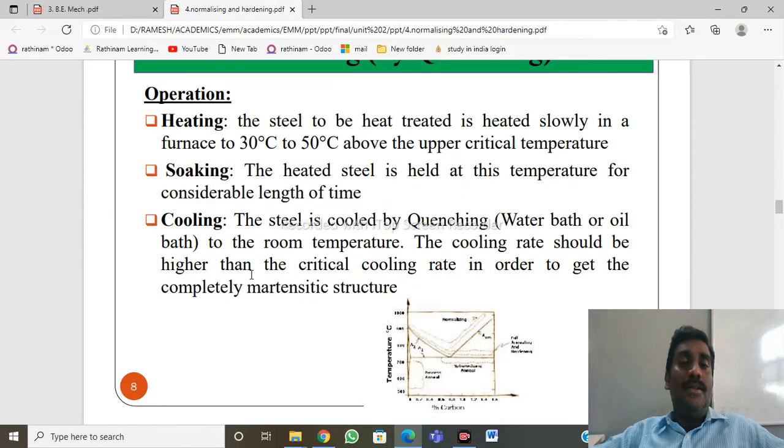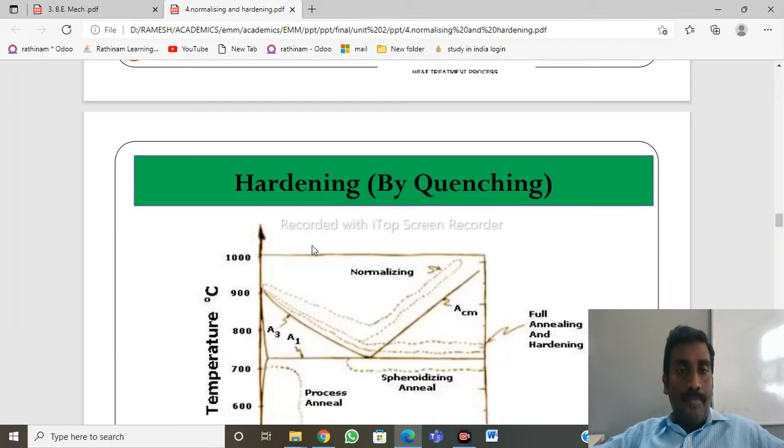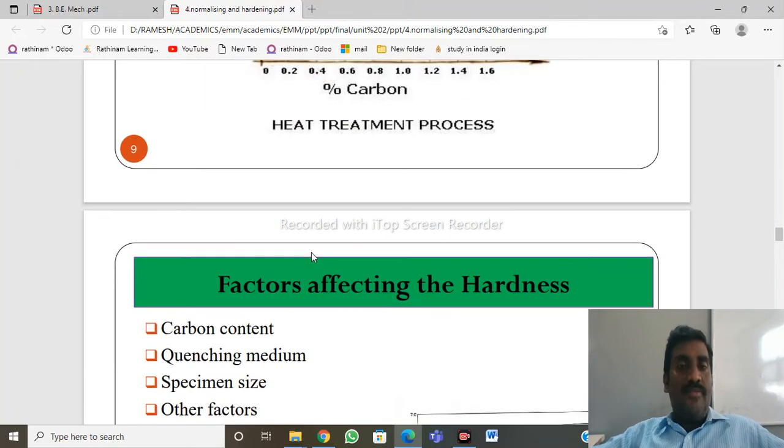Then the cooling. The steel is cooled by quenching, using water or oil as the quenching medium, to room temperature. How much should the temperature be reduced? Up to room temperature. The cooling rate should be higher than the critical cooling rate in order to get a completely martensitic structure. So if we want to maintain the martensitic structure, we have to use a water or oil medium to cool down to room temperature. So this is the process of hardening.